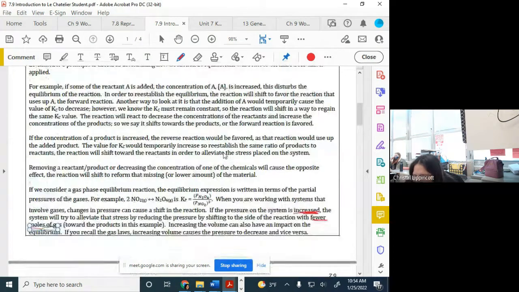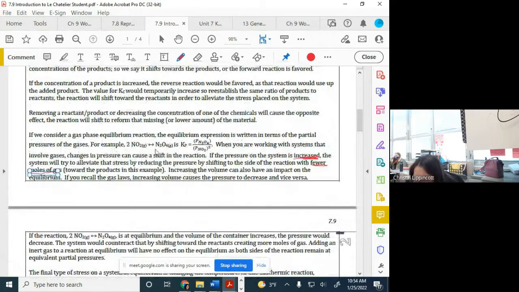So if we're looking at gaseous reactions, here, which side has more moles of gas? This side or this side? The first side, okay? So if we increase the pressure, it's going to shift over here to reduce the moles of gas. If we decrease the pressure, then it would shift in this direction.